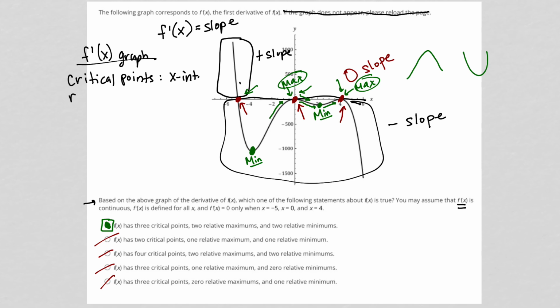The relative maximums is anywhere where the graph makes this shape, really. Anywhere where your direction changes from a positive slope to a negative slope. And then the same thing for relative minimum. It'll have this shape, where your graph changes from a negative slope up to a positive slope. So that's what we're looking for in this graph. So that's what we found.